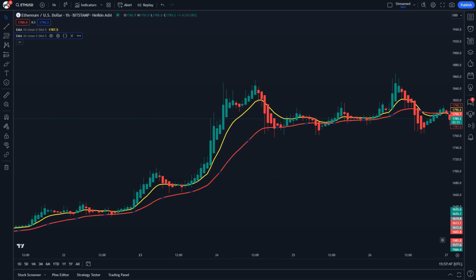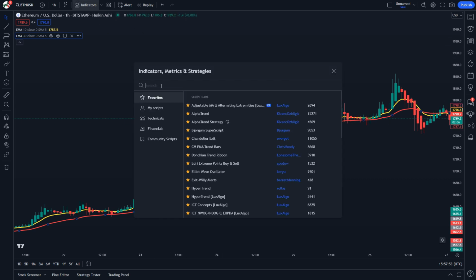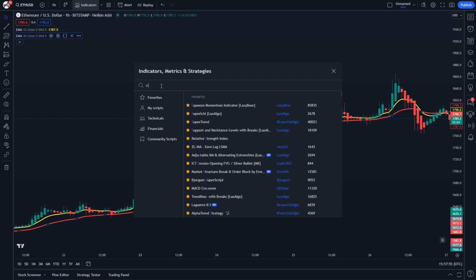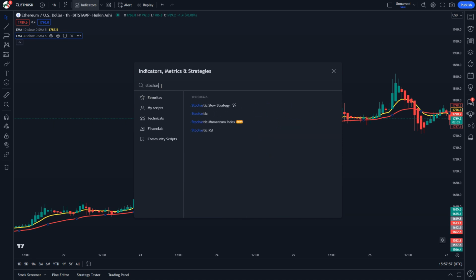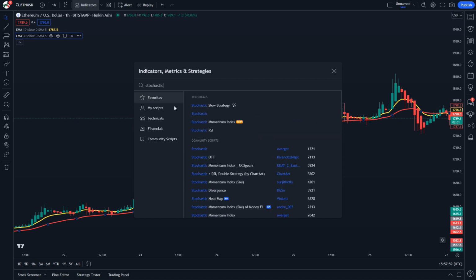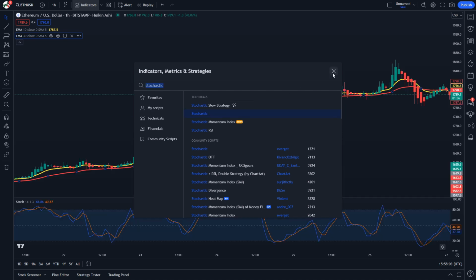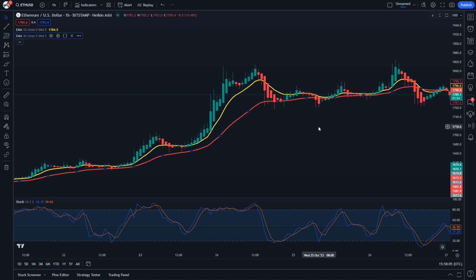Looks great. Finally, let's add one more indicator that helps our strategy become perfect. Click on Indicators. Type stochastic in the search box. Click to select. Okay, all settings are done. Now let's investigate how we can use this.